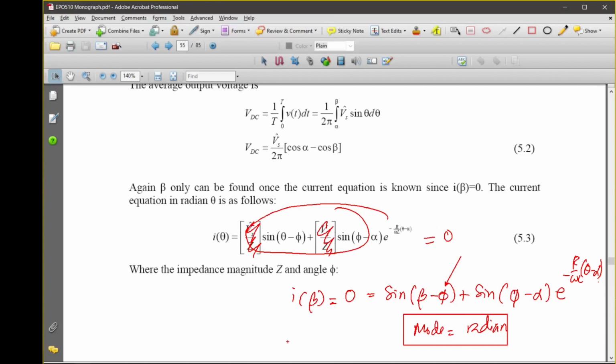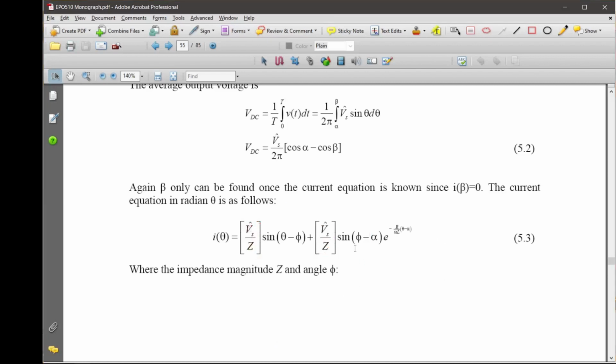And make sure that the initial value of beta is always pi, which is 3.14, isn't it? Because we look at the current equation, it always exceeds the pi value. It's always greater than 180 degrees. So when you do the calculation with the calculator, make sure that the initial value of beta is 3.14, or pi.